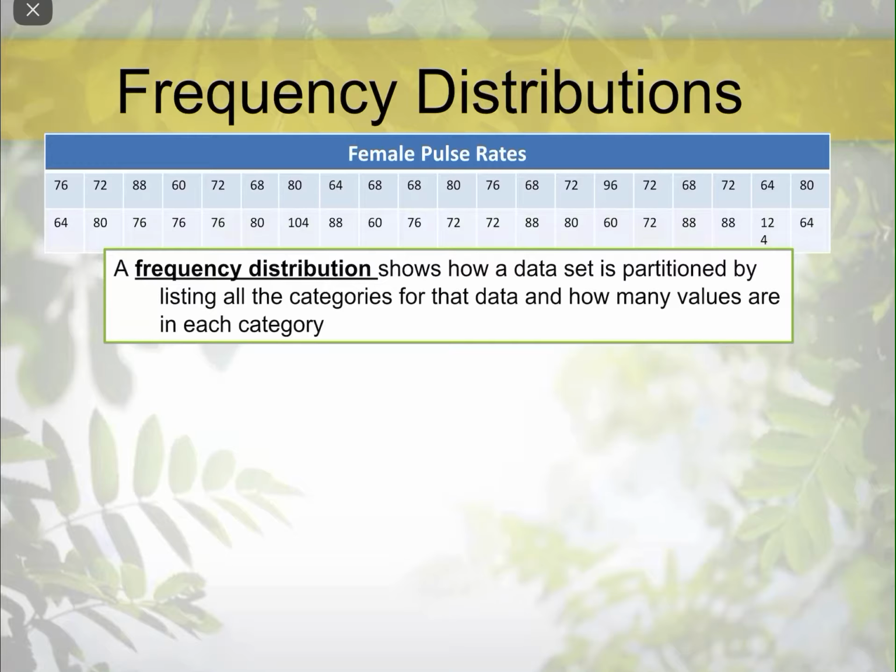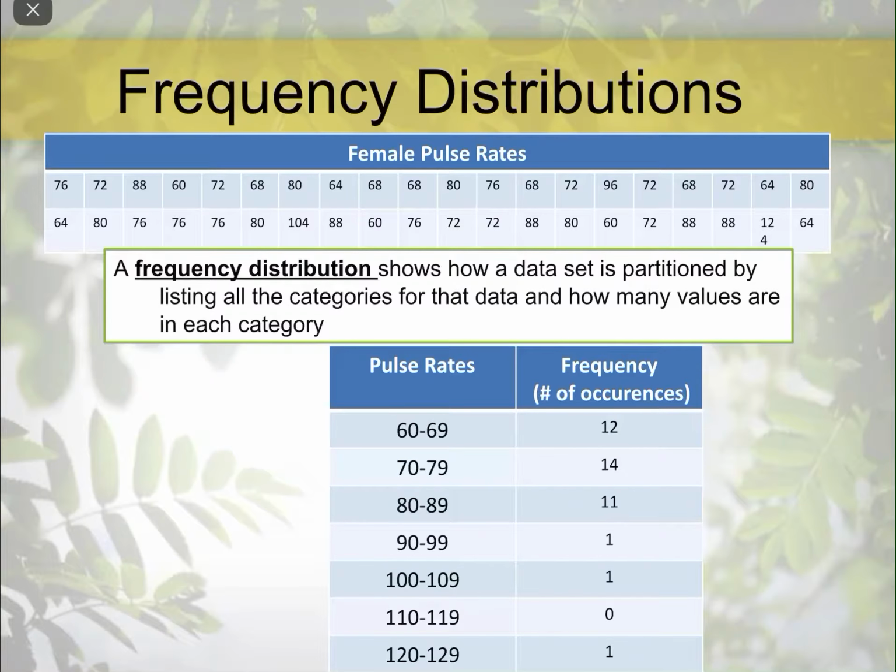So for example, let's say we had a collection of a bunch of female pulse rates from the low 60s to 124. We might separate these into classes of pulse rates in the 60s, and pulse rates in the 70s, and pulse rates in the 80s, and so on. And a frequency distribution would look like this.